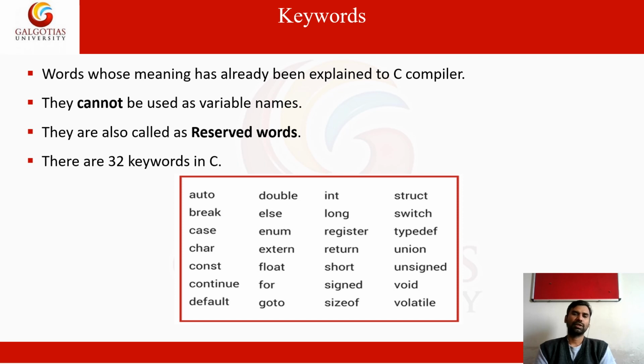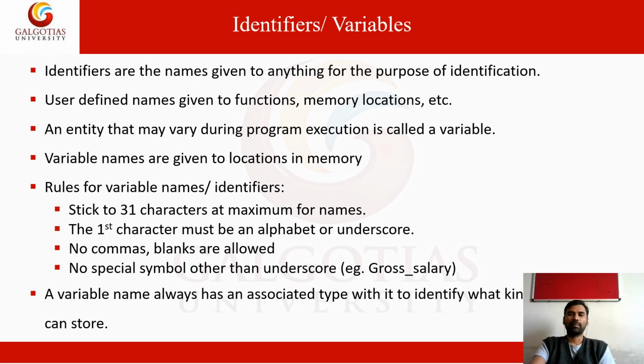Register is a storage class, one kind of variable declaration. Then return, for functions, and short, like short integer values. Next one is signed. There is a signed integer and an unsigned integer, both are there. Then sizeof, struct for structure values, switch case, typedef for type definitions, union, void and volatile. So these are the keywords widely used in the C programming language.